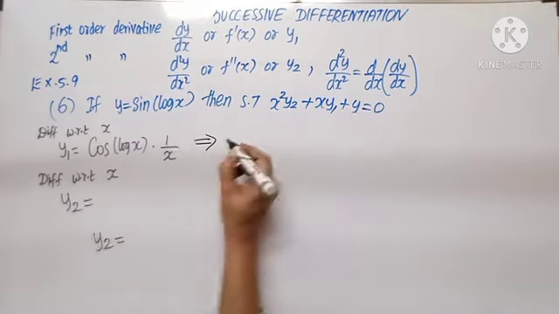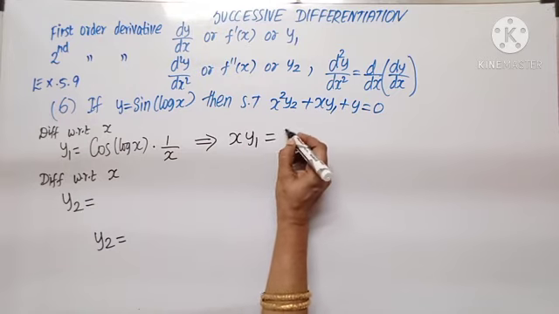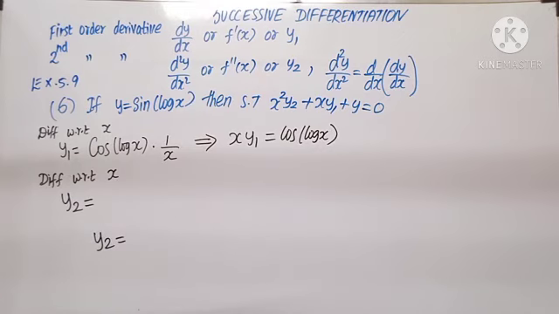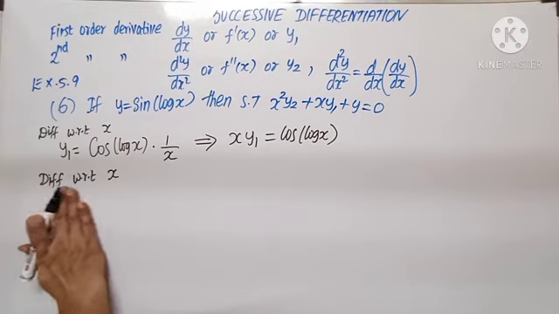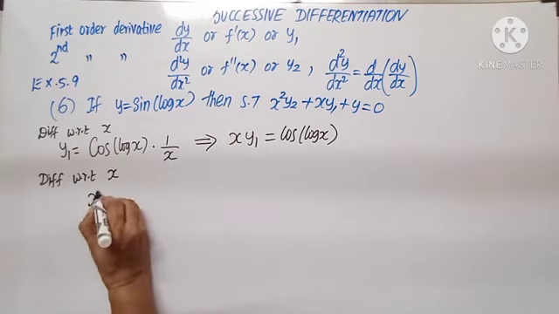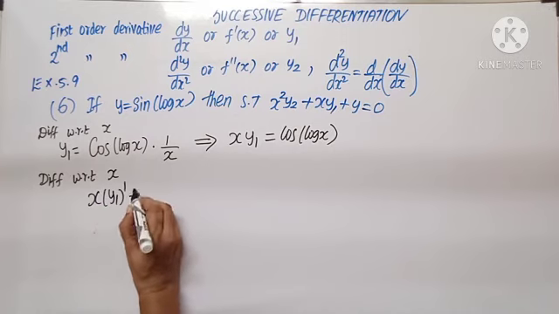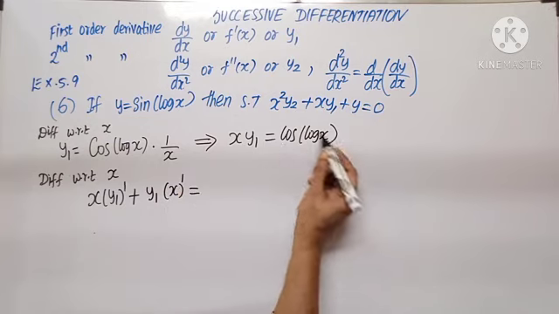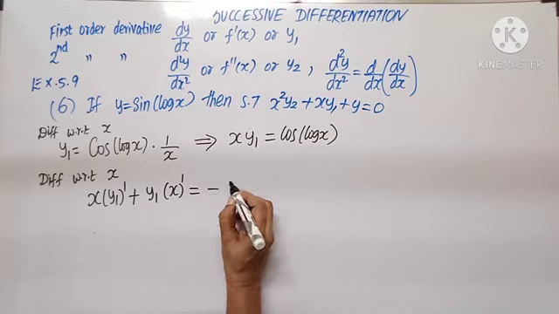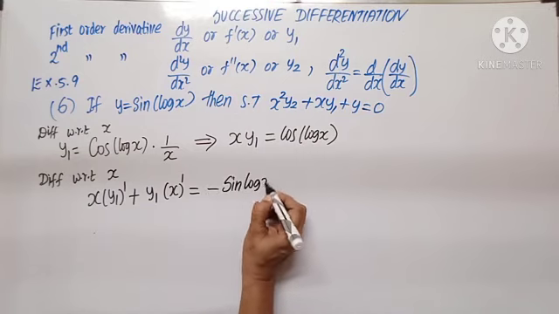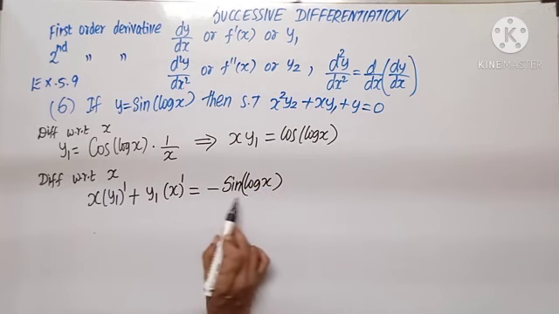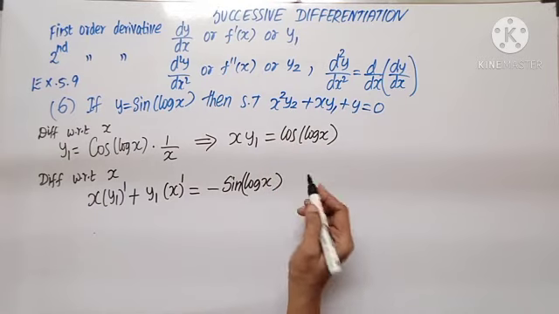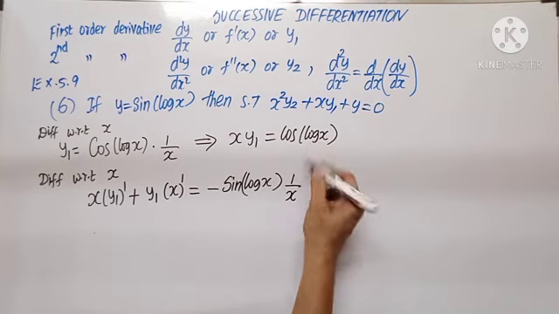Cross multiplying with x, it is xy1 equals cos log x. Again differentiating with respect to x. There are two terms in the LHS. Keep the first term, differentiate the second term. Plus, keep the second term, differentiate the first term, equals cos log x. If I differentiate, cos becomes minus sine. So cos log x becomes minus sine log x, hiding cos. Log x left out. Log x becomes 1 by x. So it is again chain rule.